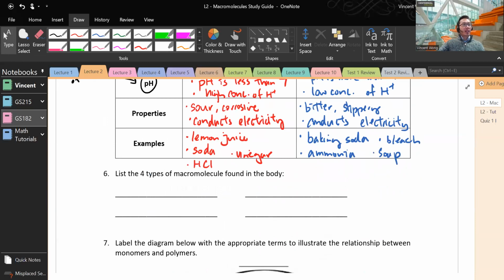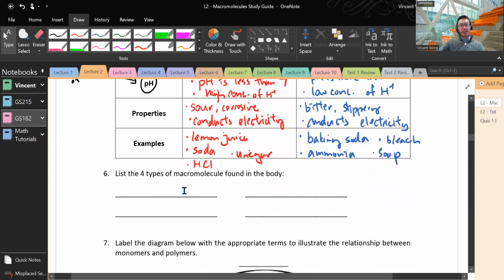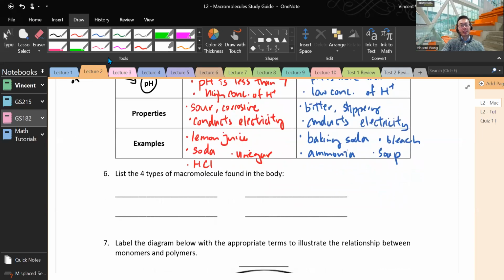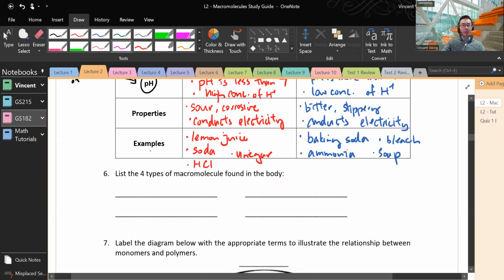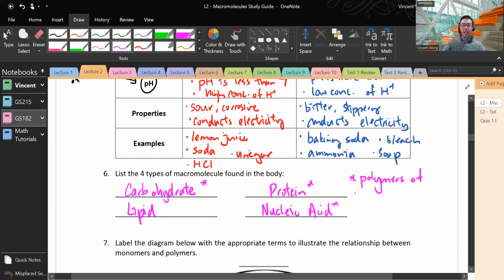Moving on. Finally, some biology now. List 4 types of macromolecule found in the body. Right? So if you have watched the lectures, you would know it's carbohydrate. Okay, proteins, yeah, very good. Lipids. And the last one is nucleic acid. Okay. The carbohydrates, the proteins, and the nucleic acids, they are polymers. Polymers of repeating units.